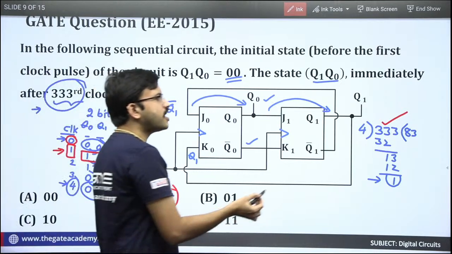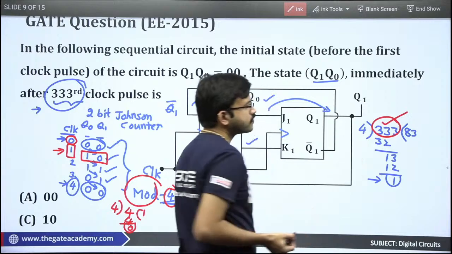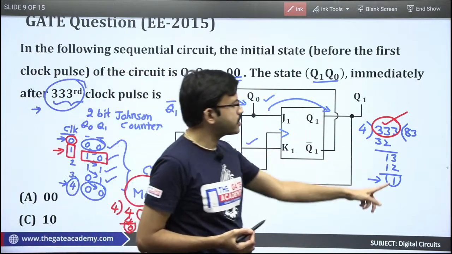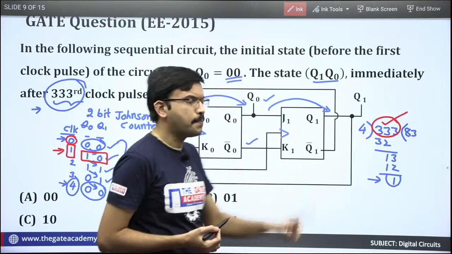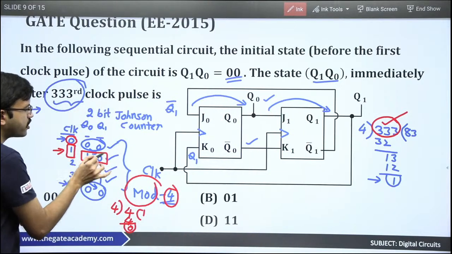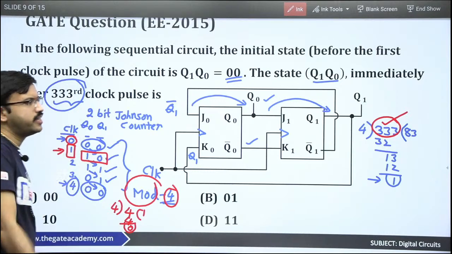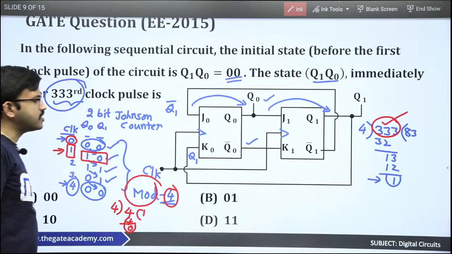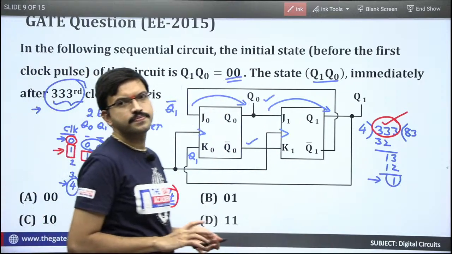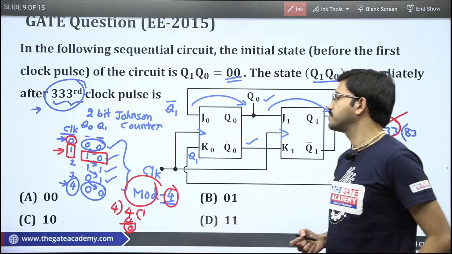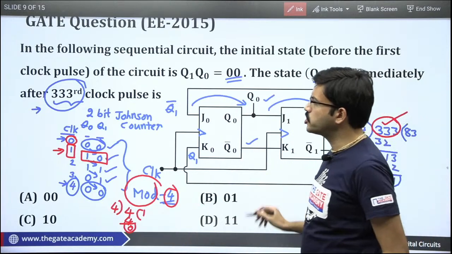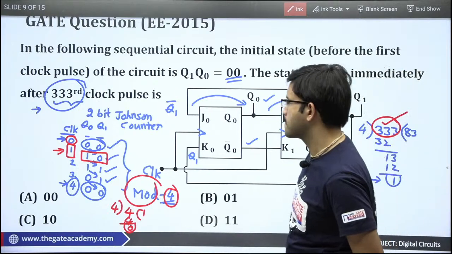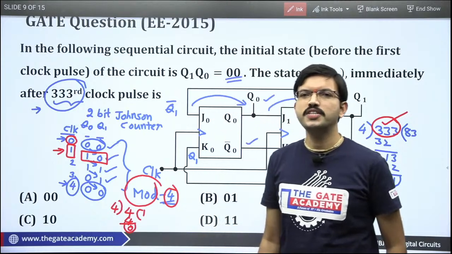So after applying the 333rd clock pulse, what is the state of the counter? That is the question. When you do the division like this, you got a remainder of 1. After applying the first clock pulse, whatever state you got, the same state you will get after applying the 333rd clock pulse as well. So now can you guess the correct option among the given choices? You have 4 choices, just pick the correct one. All of you please respond.